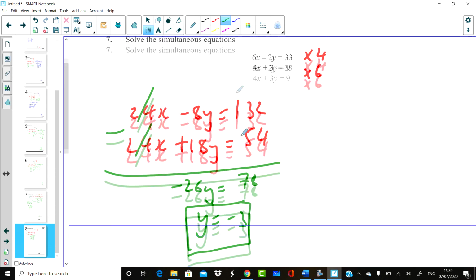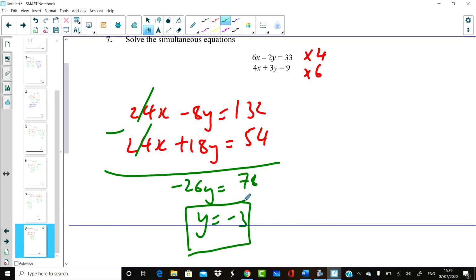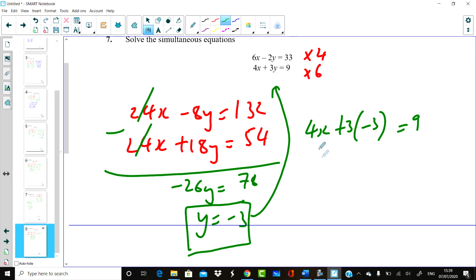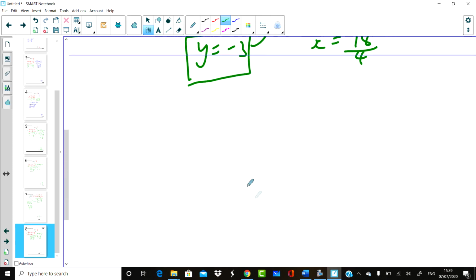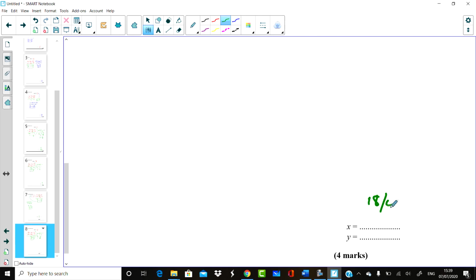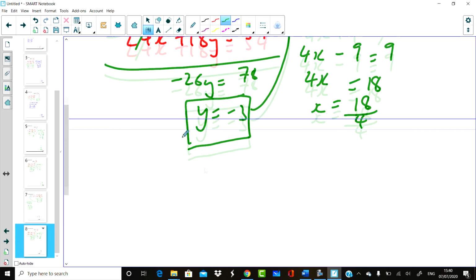And if we sub that back into any one of these equations, the easiest one I'd say is to sub it back into the second equation. So we end up with 4x plus 3 times y, so that's minus 3 we worked out, and that's equal to 9. Then we have 4x, well, that becomes minus 9 is equal to 9, and add 9 to each side, so we end up with 4x equals 9 plus 9 is 18, and therefore x is 18 all over 4. So that's our final answer. X is 18 over 4 and y is negative 3.